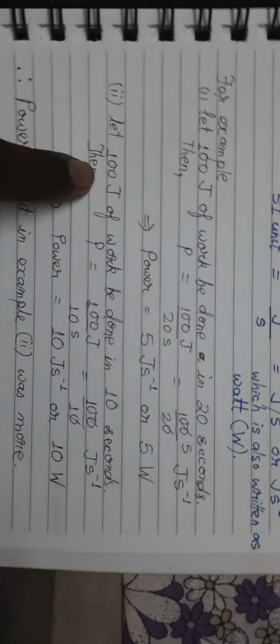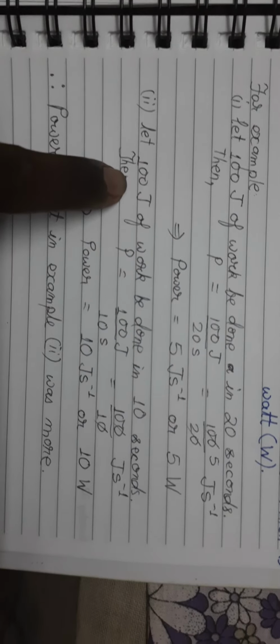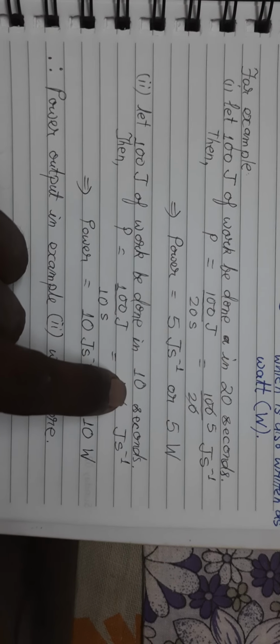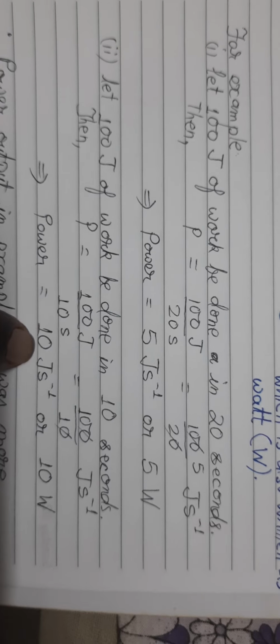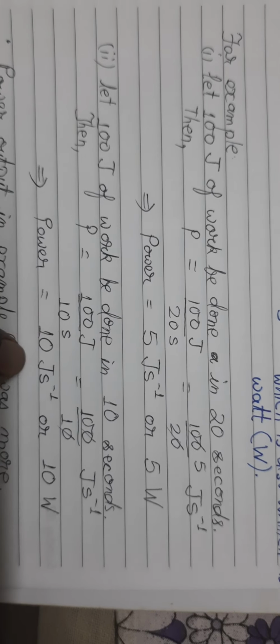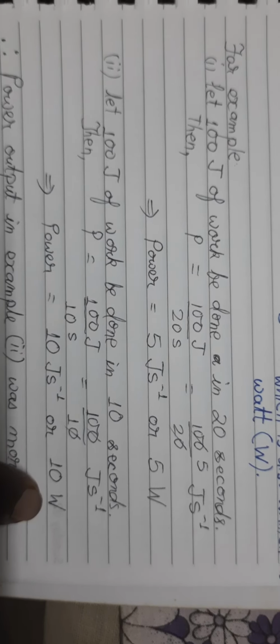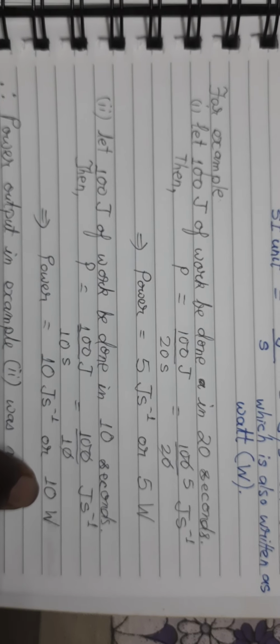Now in example 2, the same work, 100 joules of work, is now done in not 20 but 10 seconds, lesser time. So how much will be the power? So power is 100 joules divided by 10 seconds. So 100 by 10 is 10. 10 tens are 100. So power is 10 joules per second or 10 watts. So in the first example we saw power was 5 watt, and in the second example we saw power was 10 watt. So obviously 10 watt is more.